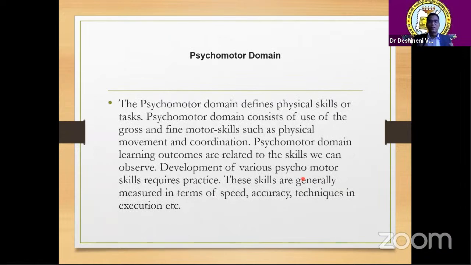Next, let us take psychomotor domain. Psychomotor domain defines all the physical skills or tasks. Psychomotor domain consists of use of the gross and fine motor skills such as physical movement and coordination. When we take psychomotor domain learning outcomes, they are related to the skills we can observe.